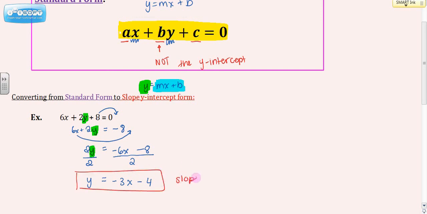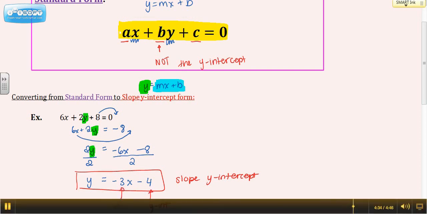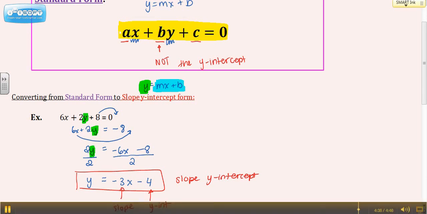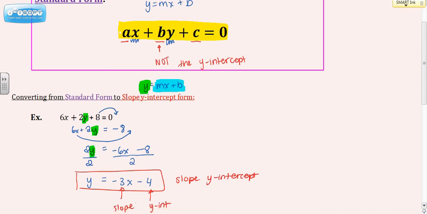Because now, from this form, I can determine specific information about my line, such as my y-intercept and my slope. And from that, I can draw this equation into a graph, and I can identify the slope and the y-intercept.